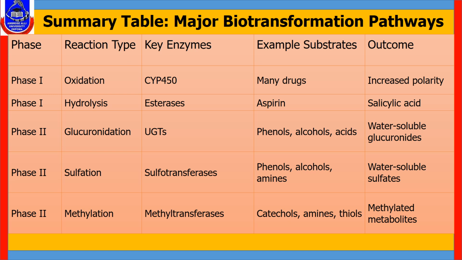Key enzymes involved: Cytochrome P450 enzymes, esterases, uridine glucosyltransferases, sulfotransferases, and methyltransferases. Substrates for phase 1 reactions, many drugs. Phase 2, we have phenols, alcohol, and acid, secondary and tertiary amines. Then the outcome is improved solubility for easy excretion.